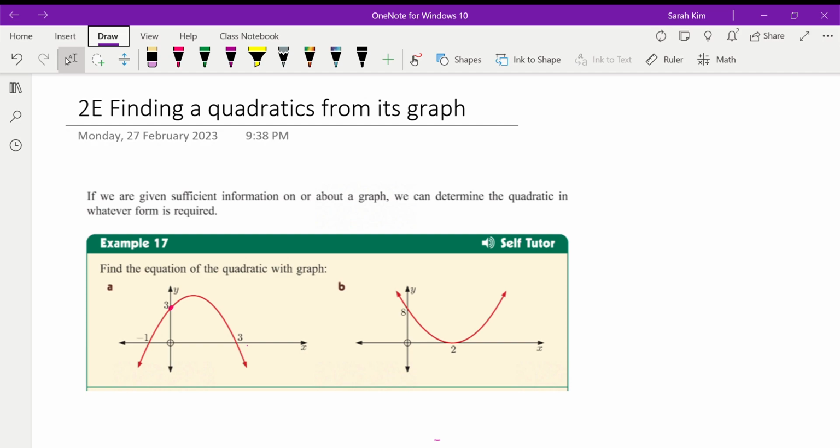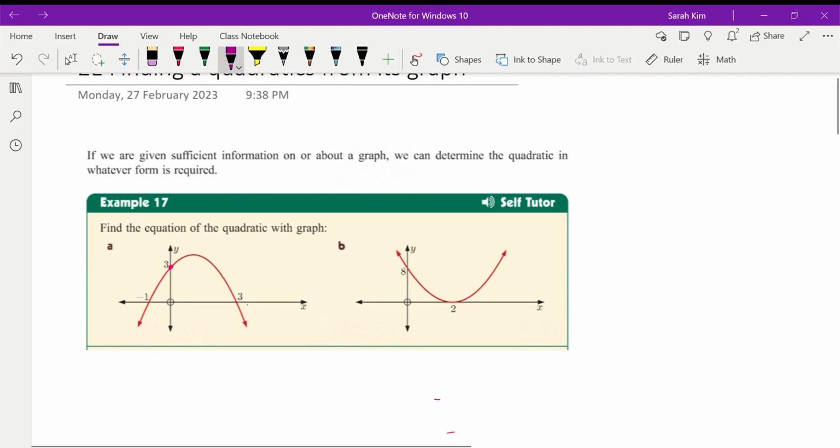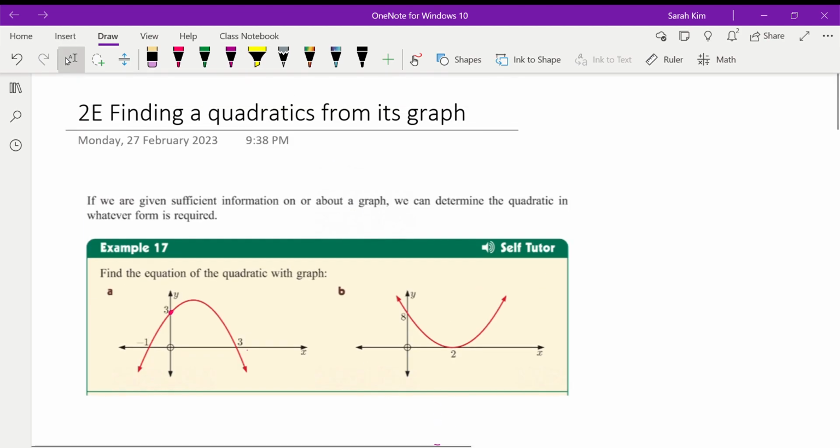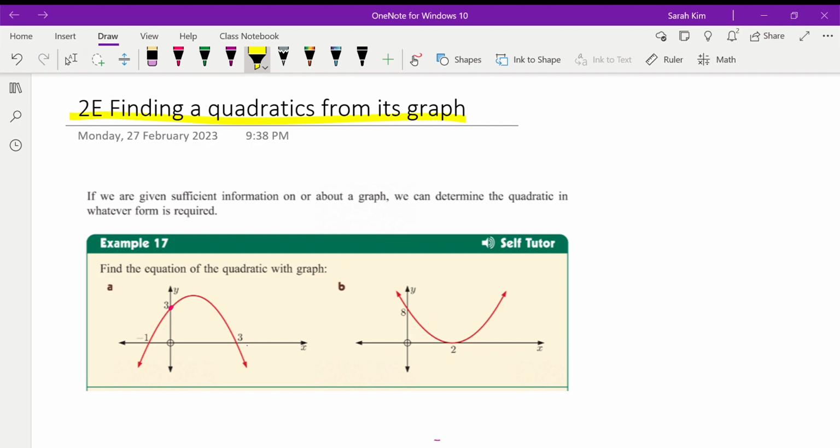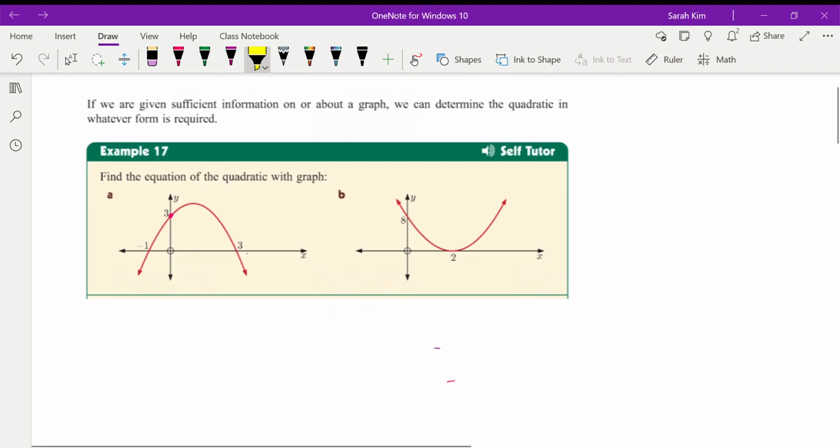Alright, so with these, you basically have to do the opposite of what we've been doing. We now get given a graph and we have to write its formula. So first step, please write this topic title before you write some notes. And write example 17 so you can come back to it if you need.